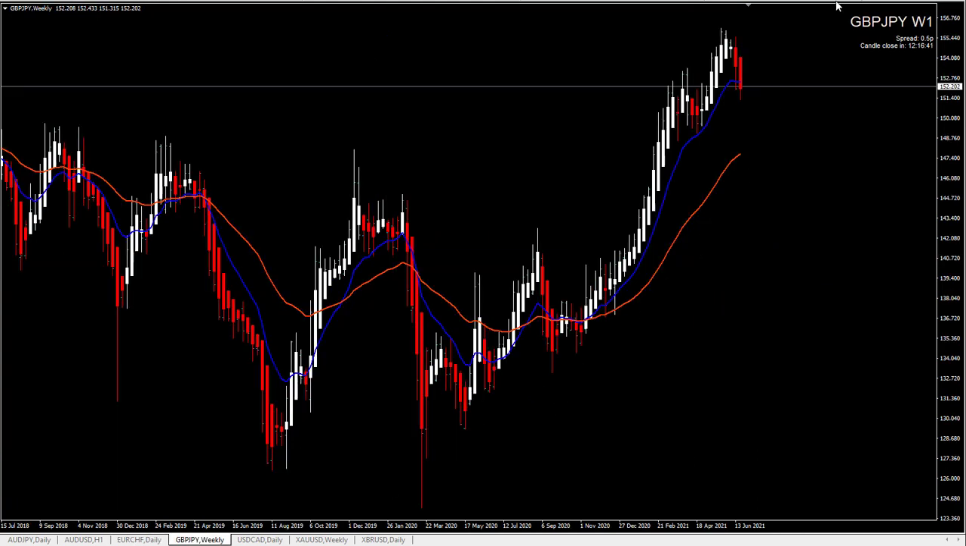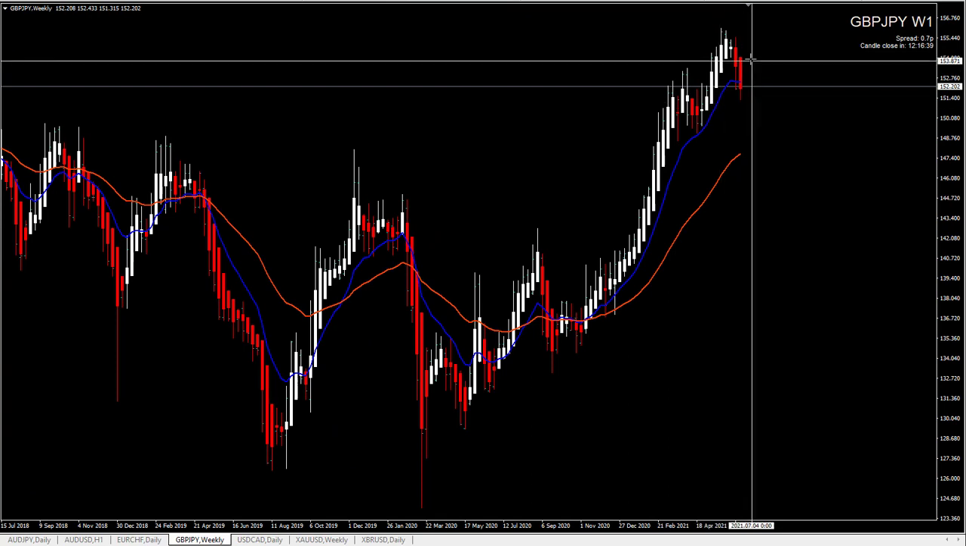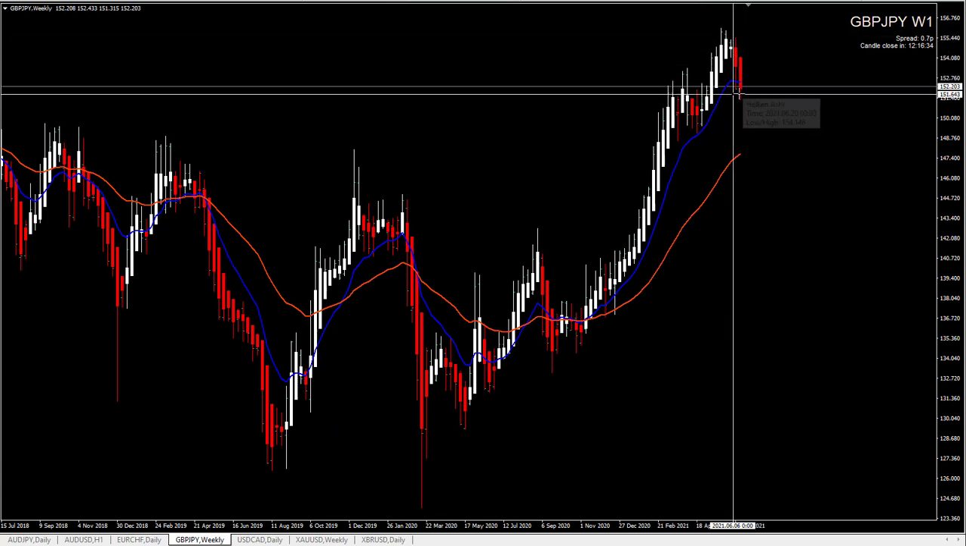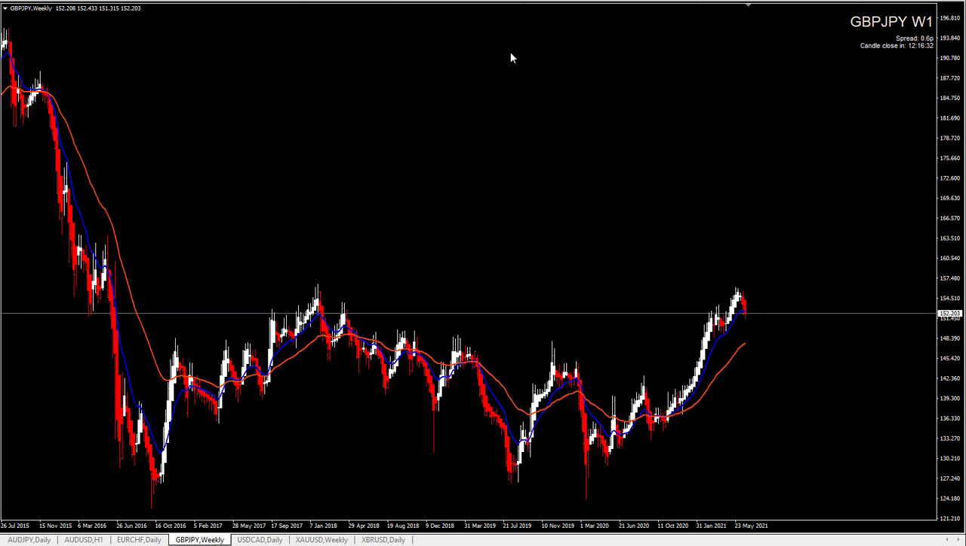GBPN is another pair, and this also we see has strong momentum right now. So let's find the levels where price might go.